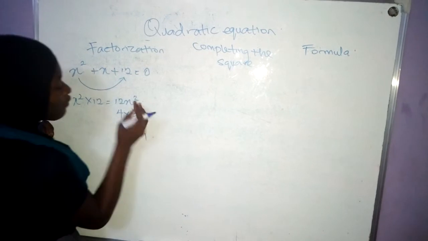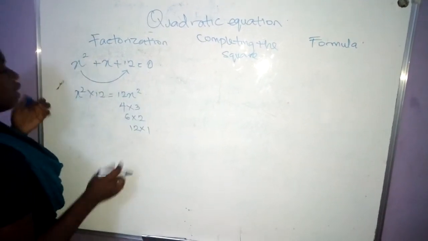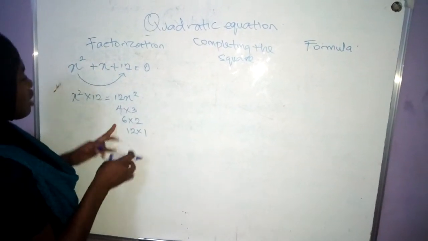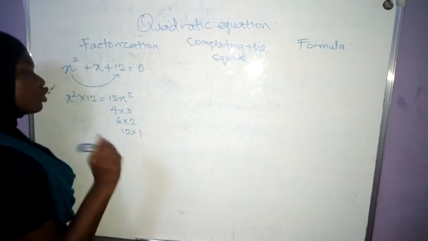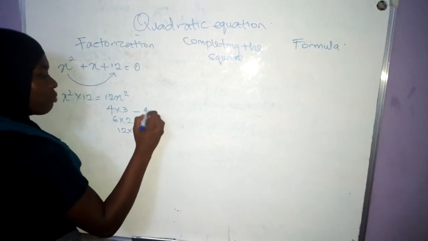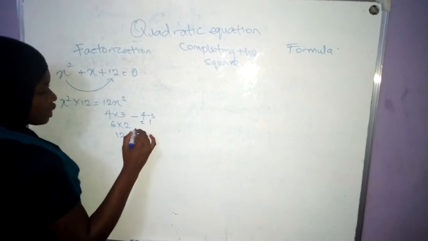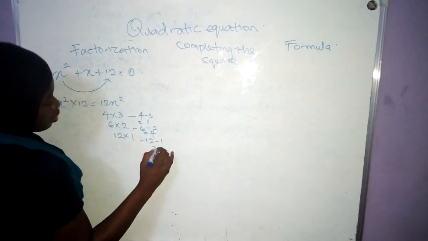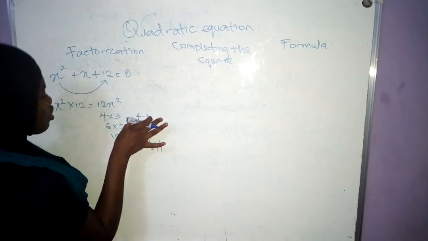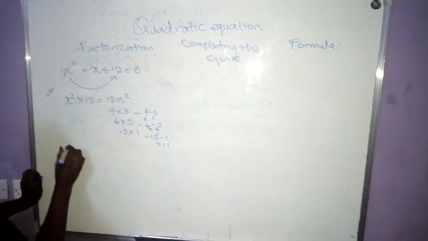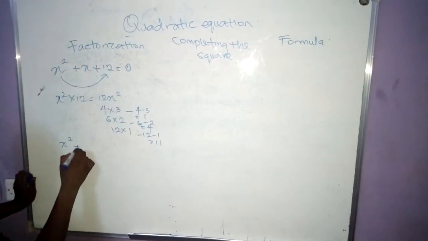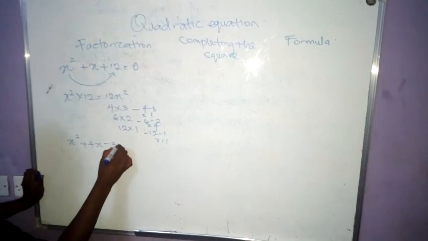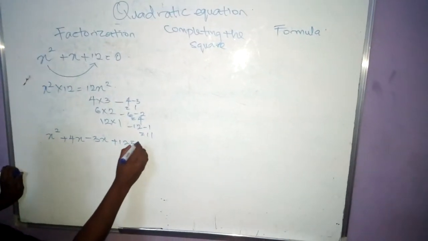After bringing all these out, we find the pair that, if we subtract, gives us the coefficient of x, which is 1. So 4 minus 3 equals 1, 6 minus 2 is equal to 4, and 12 minus 1 is equal to 11. So this is the one that is going to give us 1. We'll now bring it down: x squared plus 4x minus 3x plus 12 is equal to 0.